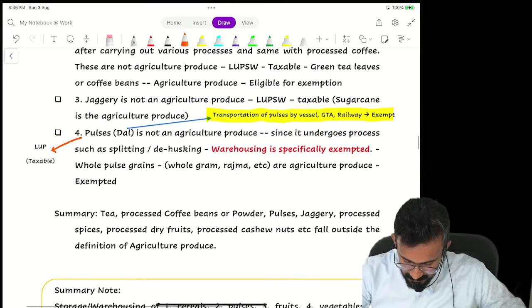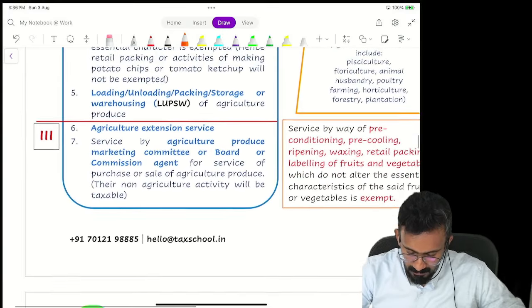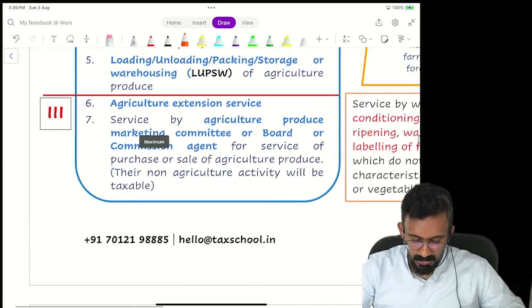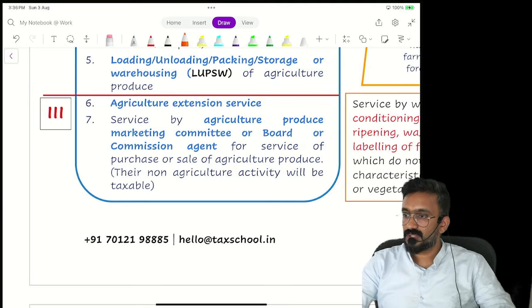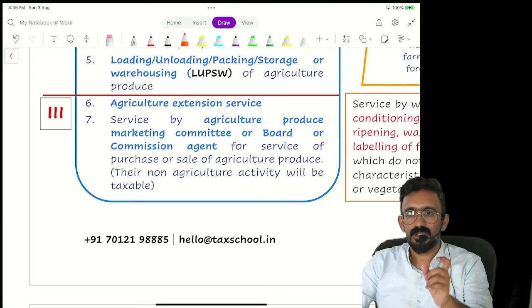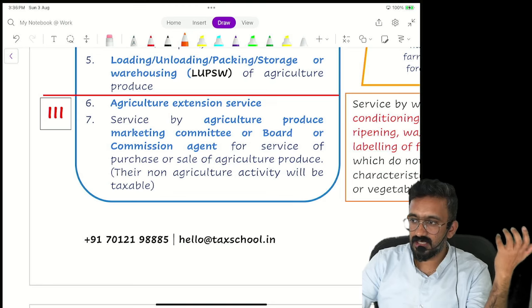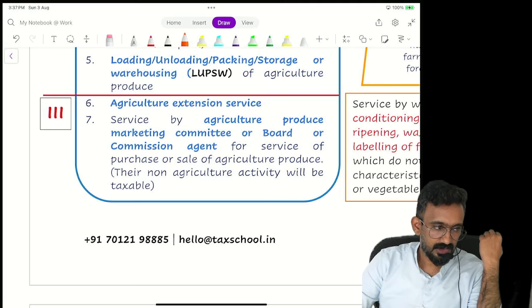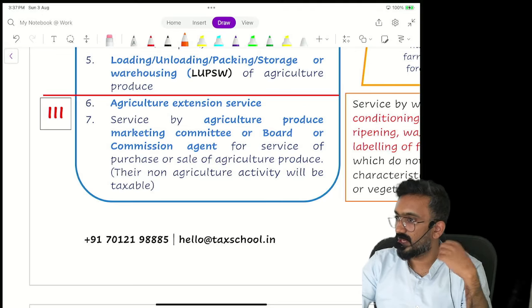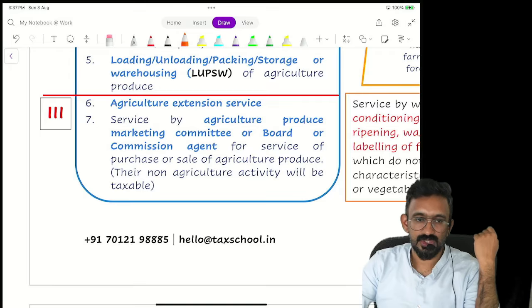Then look at the 6th and 7th point. Agriculture extension service is exempt. Put an example there: education to farmers. Anything that improves agriculture would be called agriculture extension service, and that would be exempted. An example is education to farmers.